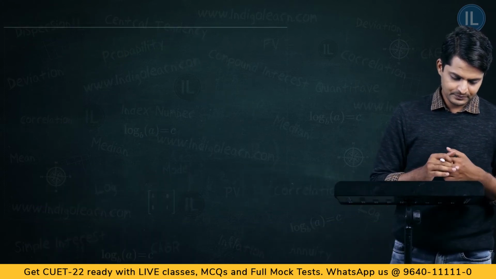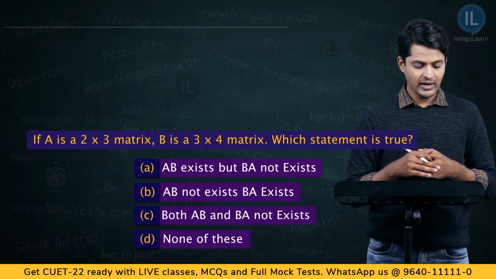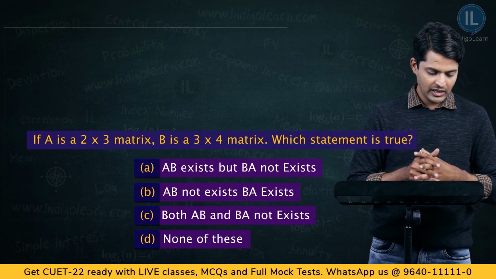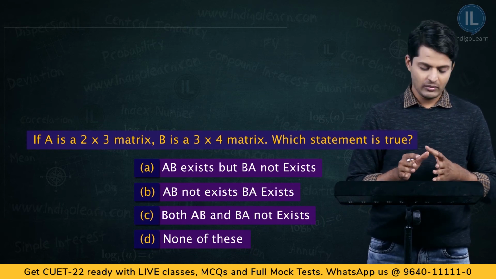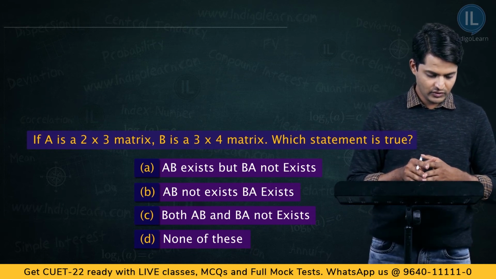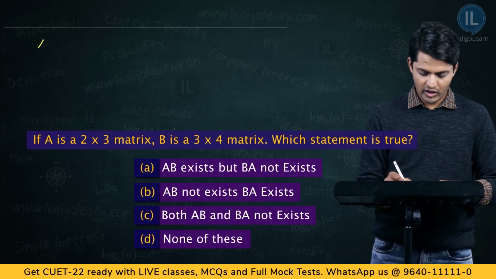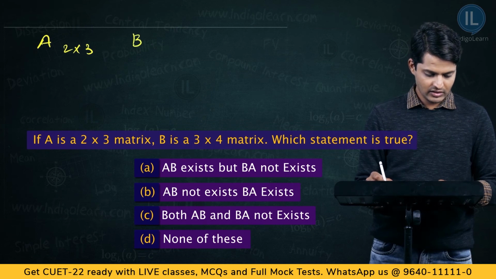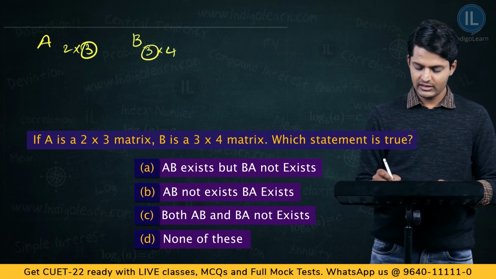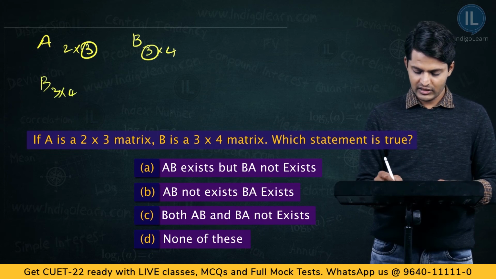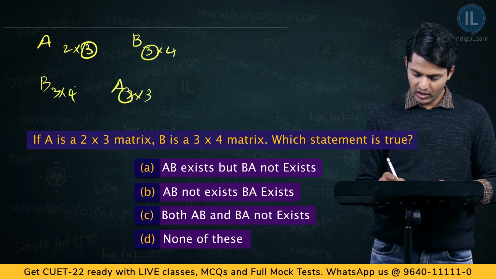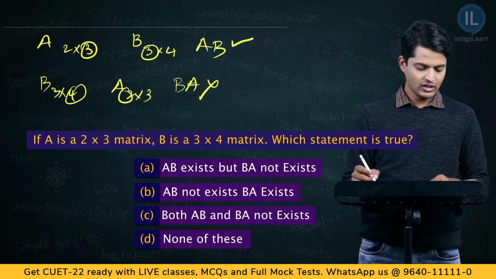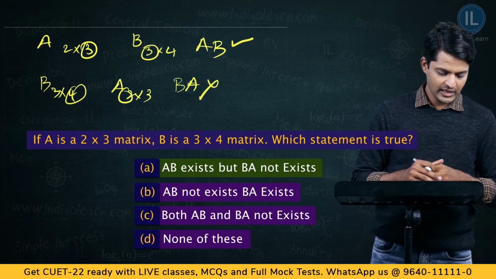Okay. 25th one, he's asking if A is a 2 by 3 matrix and B is basically a 3 by 4 matrix. He's asking to find out the value of AB. Is he asking, does AB exist or BA exist? According to me, for 25th question, AB exists because the order of A is 2 by 3. The order of B is basically 3 by 4. So AB exists, whereas if I write in the order B and A, since these two are not equal, BA does not exist, AB exists. So I will go with option A. AB exists but BA does not exist.